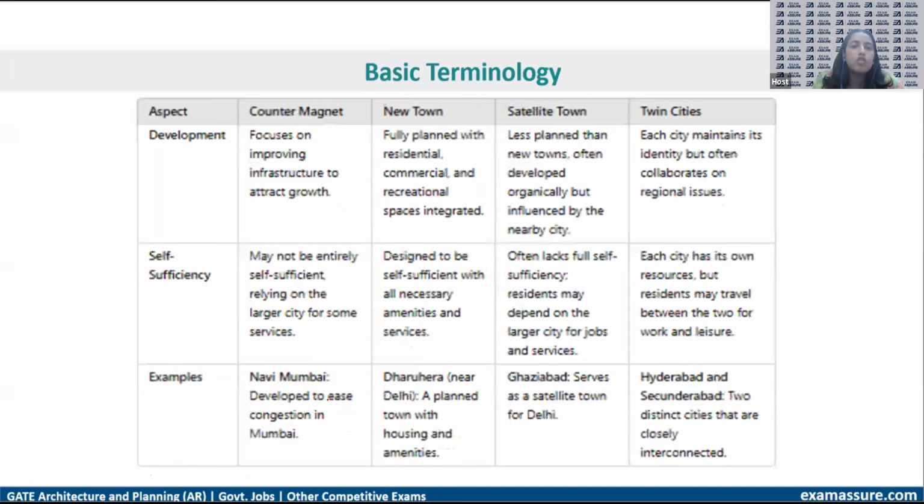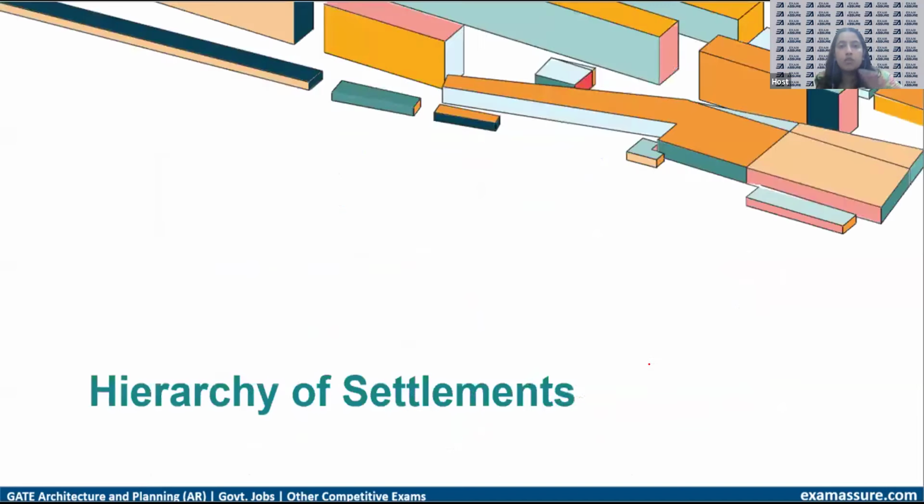So you have examples of Navi Mumbai, and Dharuhera near Delhi, which was planned as a new town. Ghaziabad acts more like a satellite town. And for examples of twin cities, we've just seen Pune and Pimpri Chinchwad. Along with that, you have Hyderabad and Secunderabad as well. So I hope this is clear for all of you. In the case of counter magnets, the development of Noida and then Greater Noida could also be regarded as counter magnets to NCR.